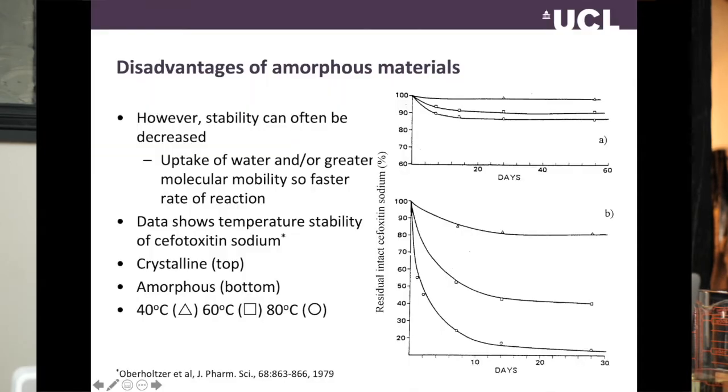There are some disadvantages to amorphous materials, and the main one is stability. Because the molecules are able to move, if they are able to degrade, movement leads to faster degradation. And in addition, amorphous materials often absorb water, so if your material is susceptible to hydrolysis, it will degrade faster.